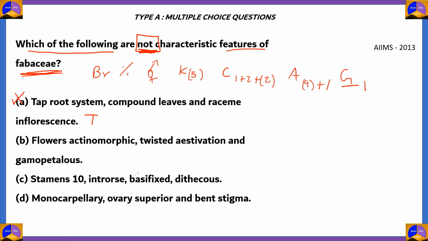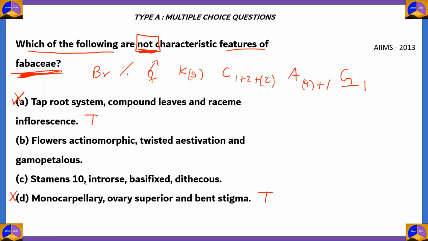What about option D, monocarpellary, which is correct? Ovary is superior. Again, according to the floral diagram, it's correct. And bent stigma, which is a remarkable feature of Fabaceae family. So option D is also true. And since it is true, we mark it as incorrect in this question only. What about option C? Stamens are 10, intrors, basifixed, and dithecous.